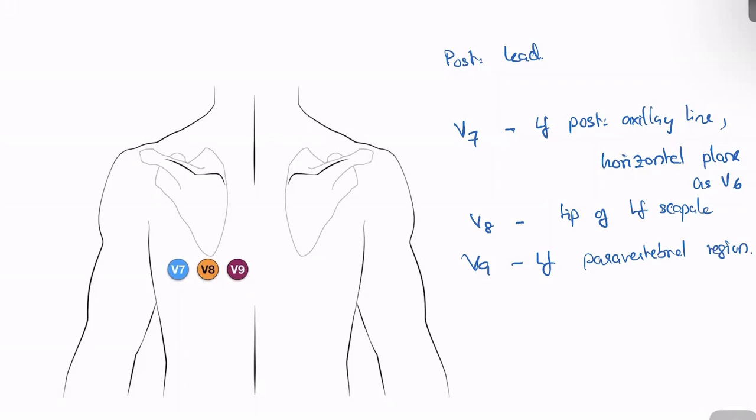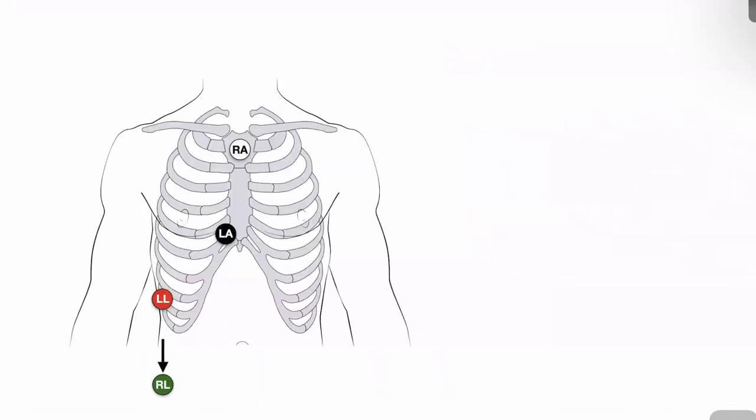By doing these leads, you can see the posterior MI. Okay, so standard leads, RV leads, and posterior leads are what we usually perform, but for another two leads, what we call the Lewis lead and Fontaine leads, they are less frequently used in clinical practice. Okay, but I will discuss them.